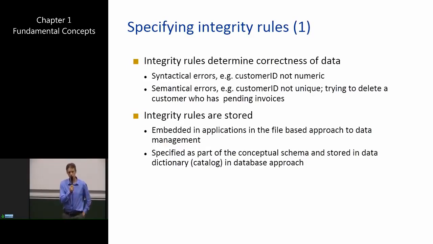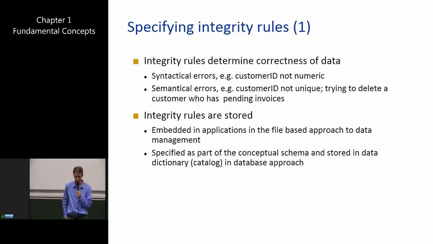Integrity rules can also be specified in a database approach. And integrity rules are going to determine the correctness of data. Here we have syntactical errors, like a customer ID should be numeric. That's a syntactical rule which will be specified in the catalog, such that if a customer enters a non-numeric customer ID, your database will give an error. So syntactical rules are going to determine the syntax of the information, customer ID or customer email address, for example. You can also specify the syntax of a customer email address. You can say a customer email address has a set of characters followed by an @ sign, followed by another set of characters, followed by a dot, ending in .com, .be or whatever. So syntactical rules are going to specify the information syntax-wise.